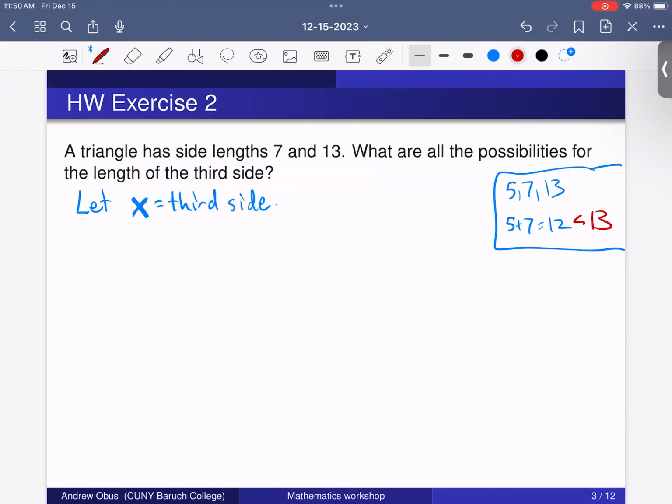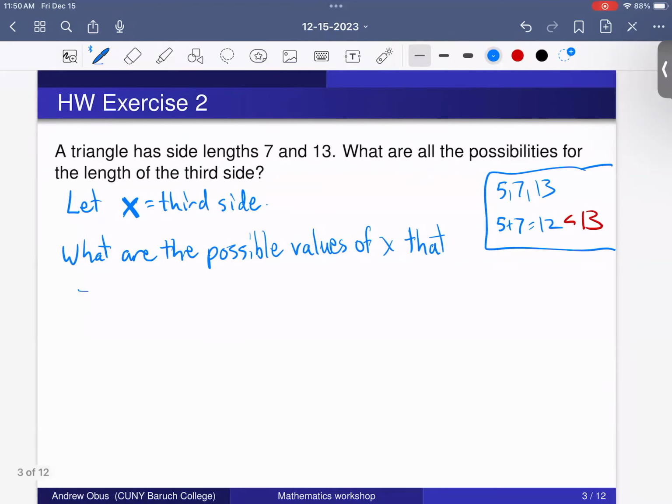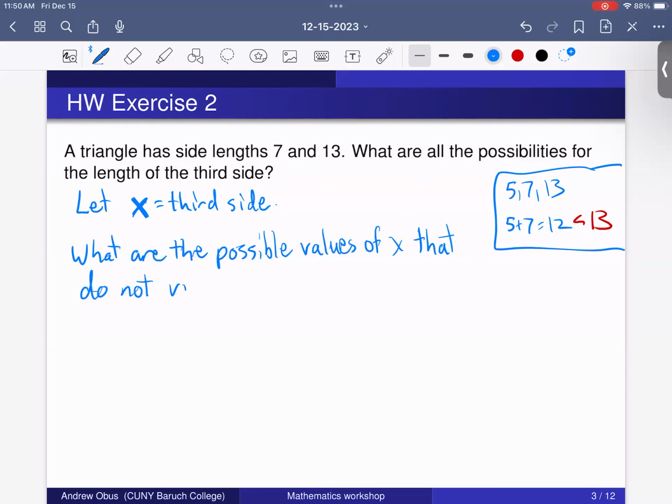So what we're basically asking here is, what are the possible values of x? So I'll write this down. What are the possible values of x that do not violate the triangle inequality? Okay, this is really what the question is asking.